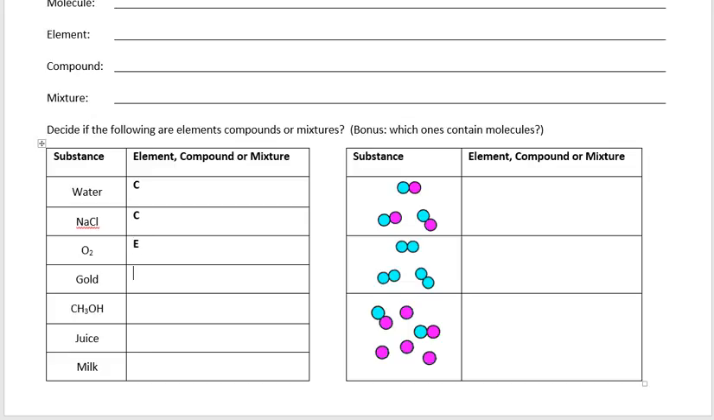Gold, we can find gold on the periodic table. So gold, a lump of gold, is made out of purely nothing other than gold atoms, and that's why it's an element. This one here is a compound. We can see carbon, hydrogen, and oxygen, and another hydrogen on the end. We can see different types of atoms, but they're chemically joined together to make one group, so that's a compound. Juice is a mixture. It's got different compounds in it. It's got water, which is one compound, but it has things like vitamin C, and it's got citric acid, different compounds that make up juice. So it's a mixture of different compounds.